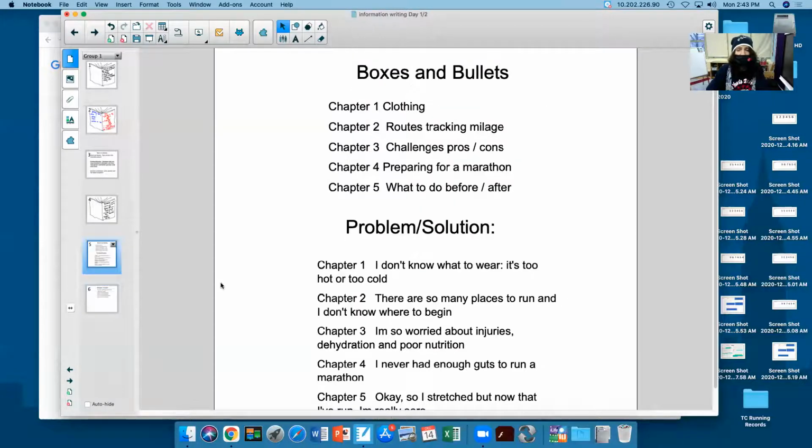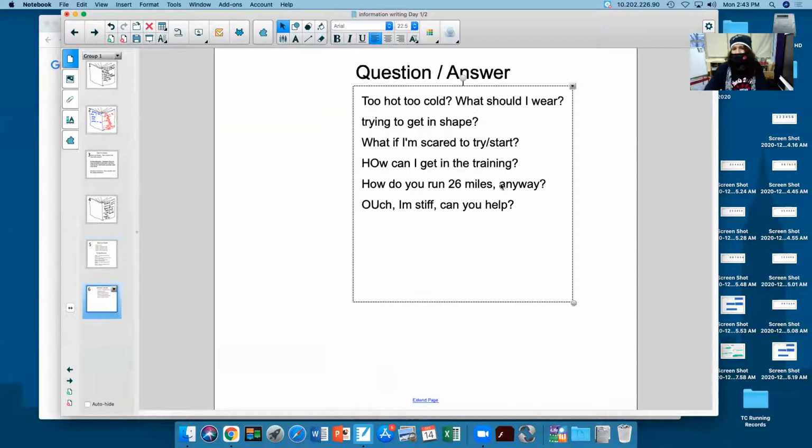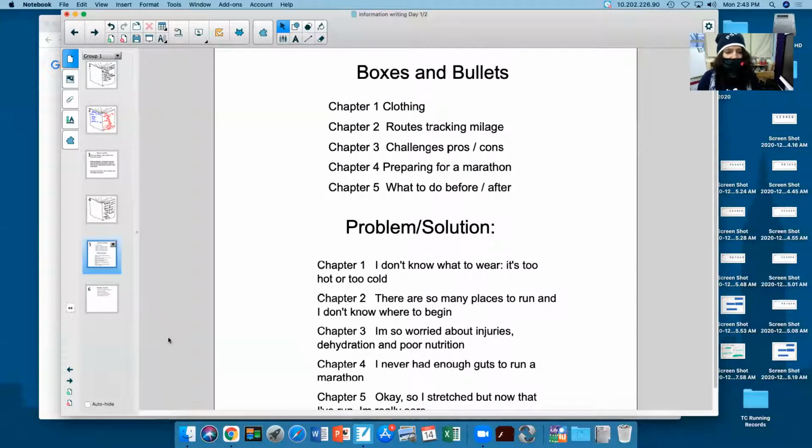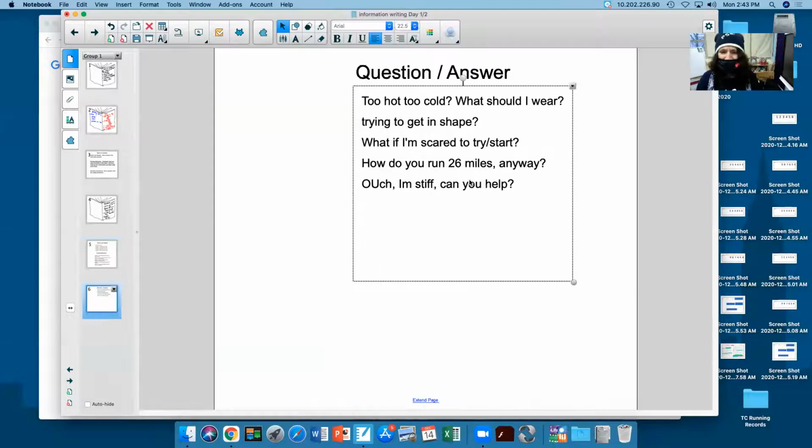Maybe it's preparing for a marathon. Maybe, well, how do you run 26 miles anyway? And I'm not sure what this one is. This one's not really, I'm not sure if that's really fitting in. And here's the last one. It was what to do before and after. Maybe my last one is, ouch, I'm stiff. Can you help? Or, you know, I'm stiff. What do I do? Maybe I'll change that.